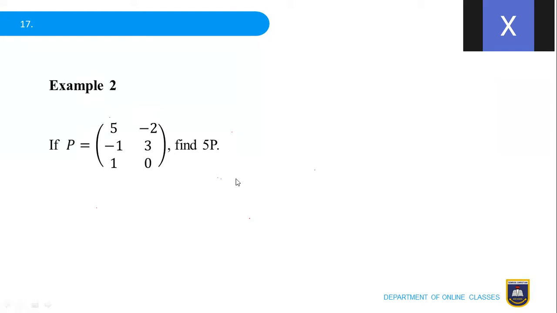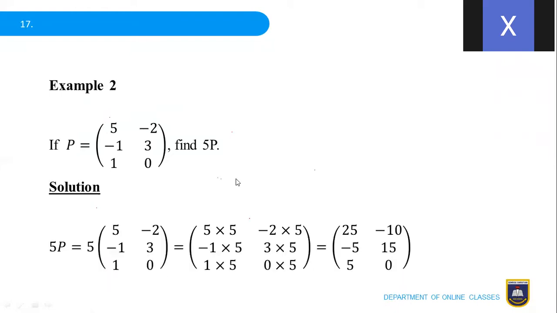Now, let's look at the suggested solution. So we have the solution. If you go through all the necessary steps, then we have 25, -10, -5, 15, 5, and 0. That is our suggested solution here.